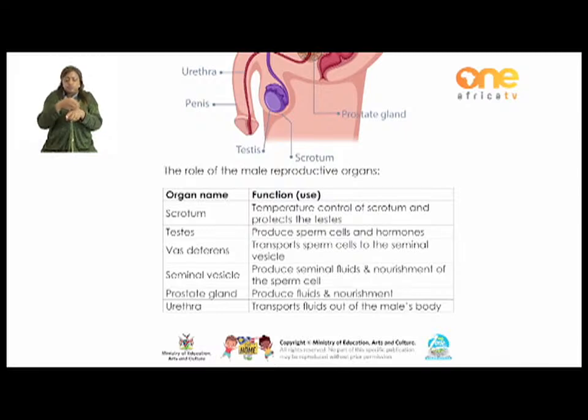to the seminal vesicle. The seminal vesicle will then produce seminal fluids and nourishment for the sperm cell. So the sperm cell will need nourishment to keep it alive and healthy. And then from there, we have the prostate gland, which is responsible for producing fluids and nourishment, which will further aid the movement of the sperm cells. And all these contents will exit the male's body through the urethra.